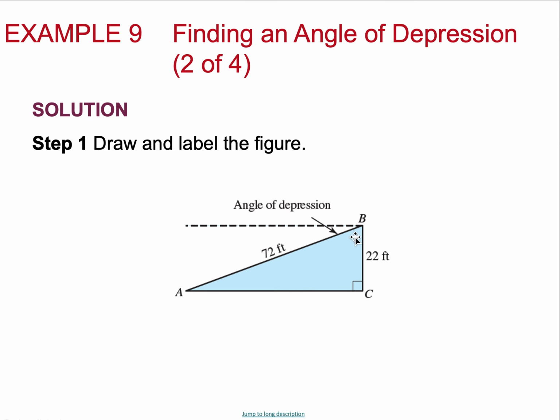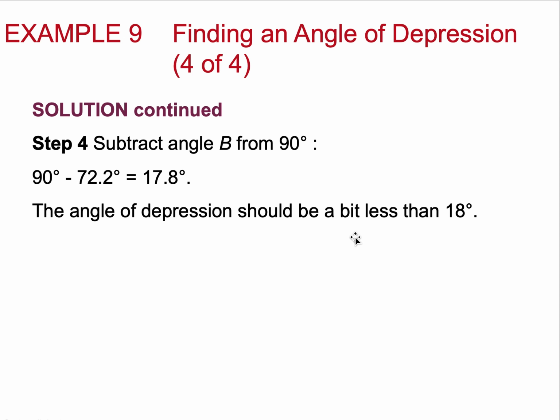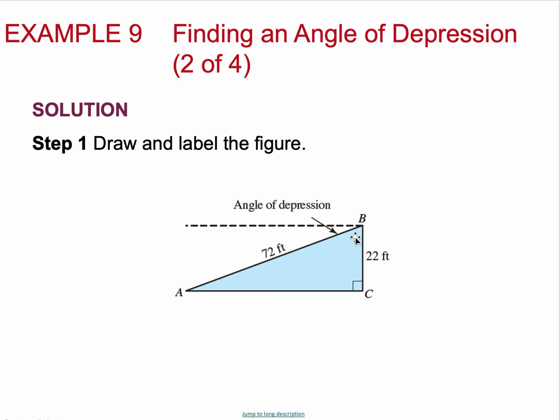So first I've got to figure out what is angle B. That's the starting point. Well, I have my adjacent leg and my hypotenuse, so I'm going to get 22 over 72. I'm going to have to take the cosine inverse because I'm looking for an angle, and I find that the angle is 72.2. Now I'm still not done because it's an angle of depression, and in every angle of depression problem, you're going to have to take the angle and subtract it from 90 because the actual angle of depression is not the angle inside the triangle, it's the angle between that horizontal line and where the triangle starts.